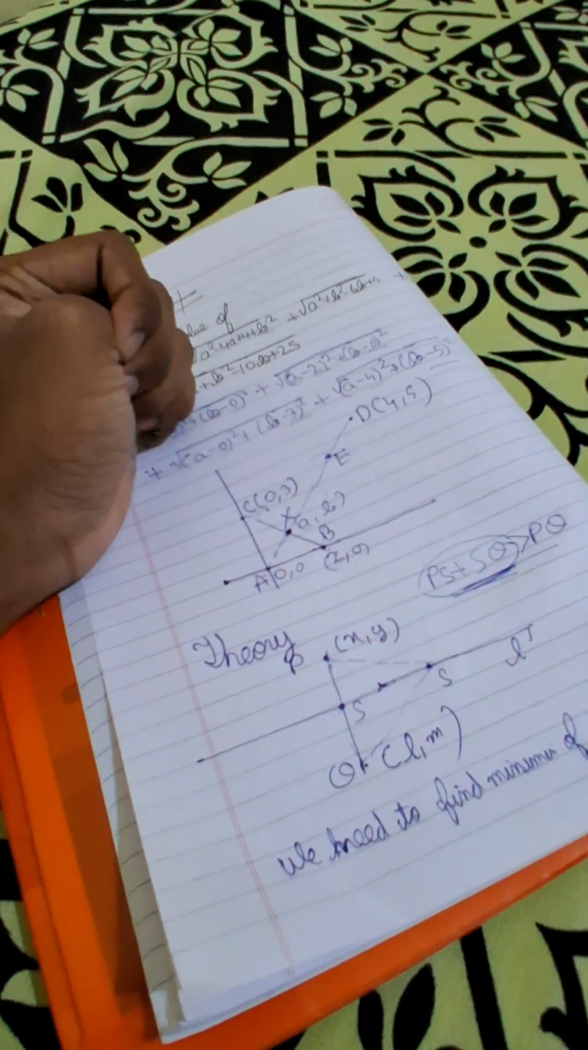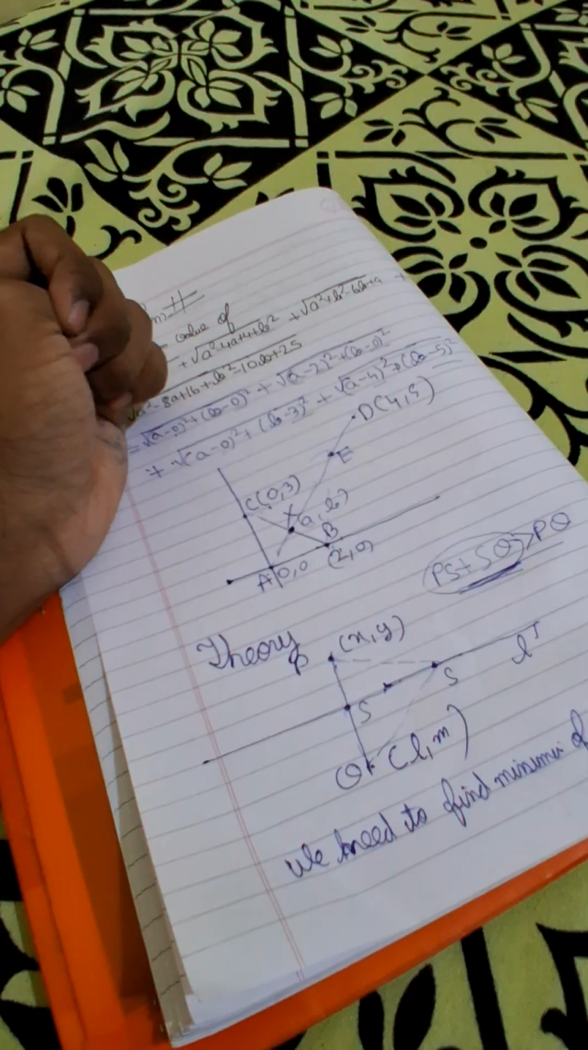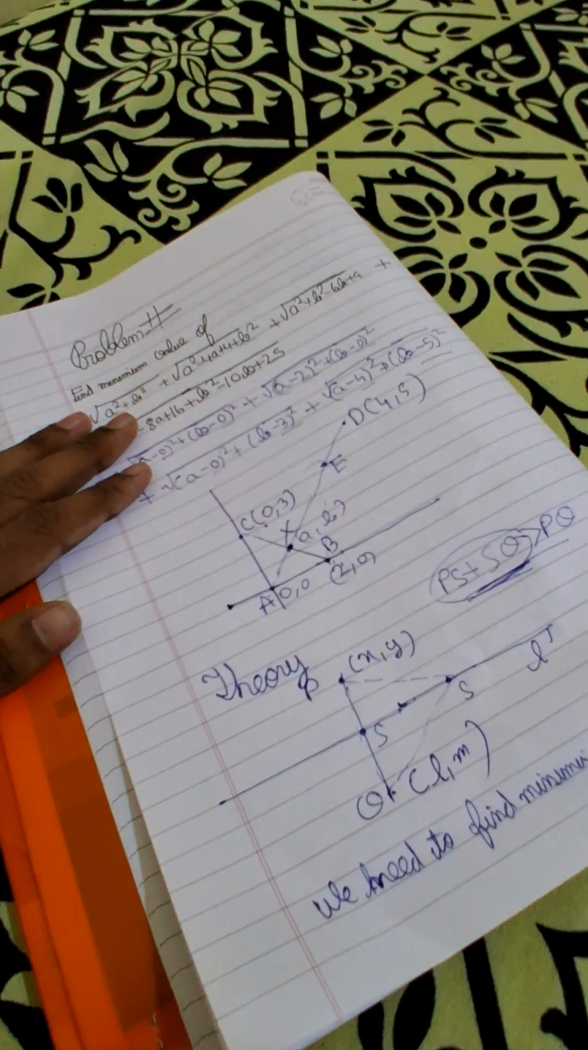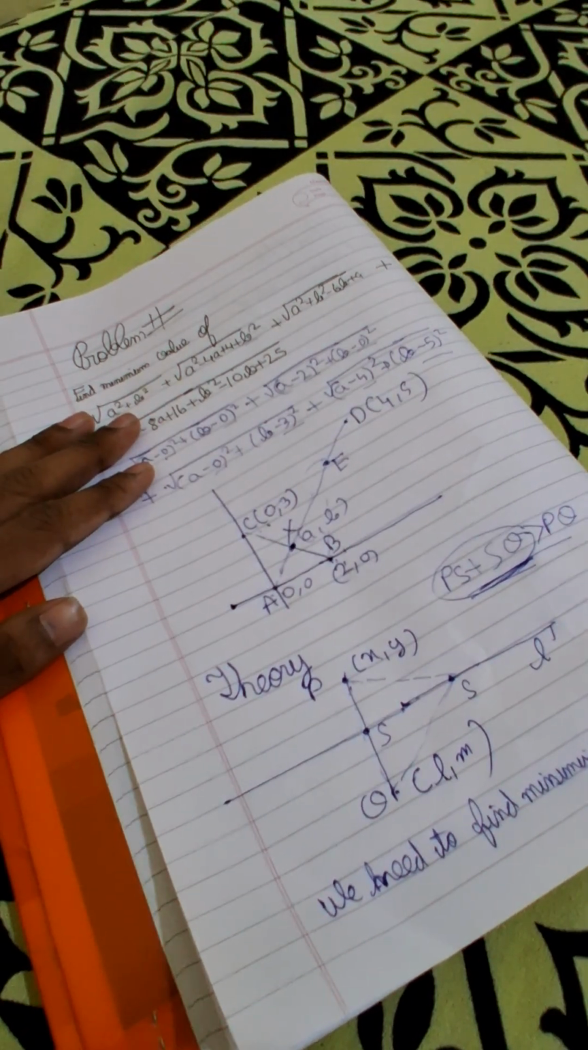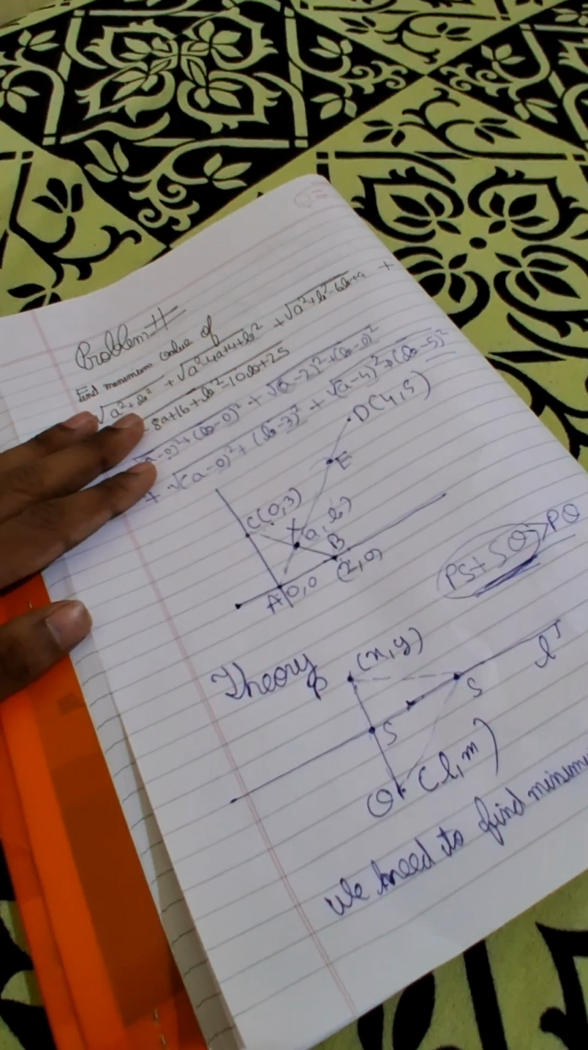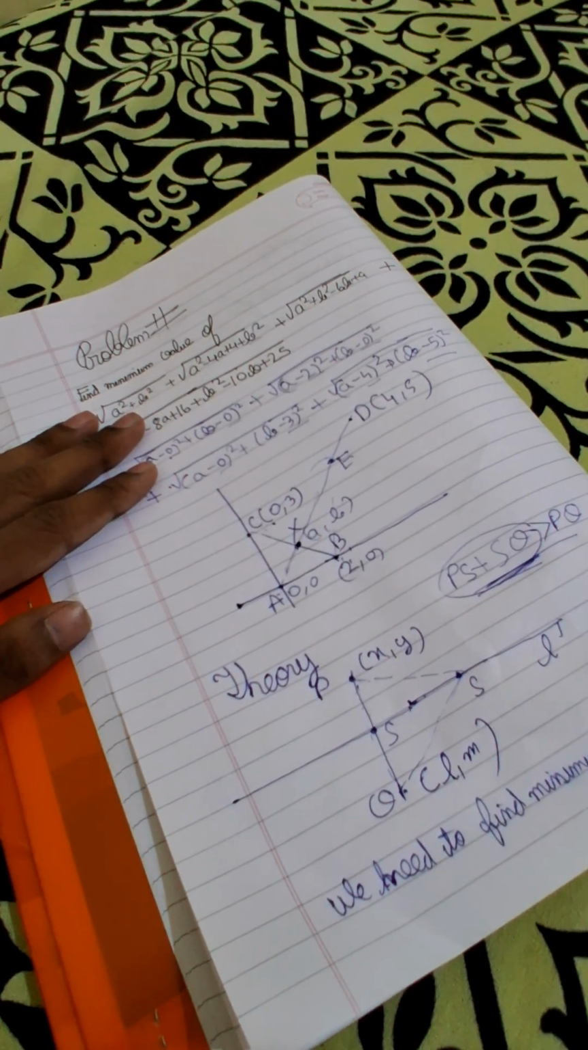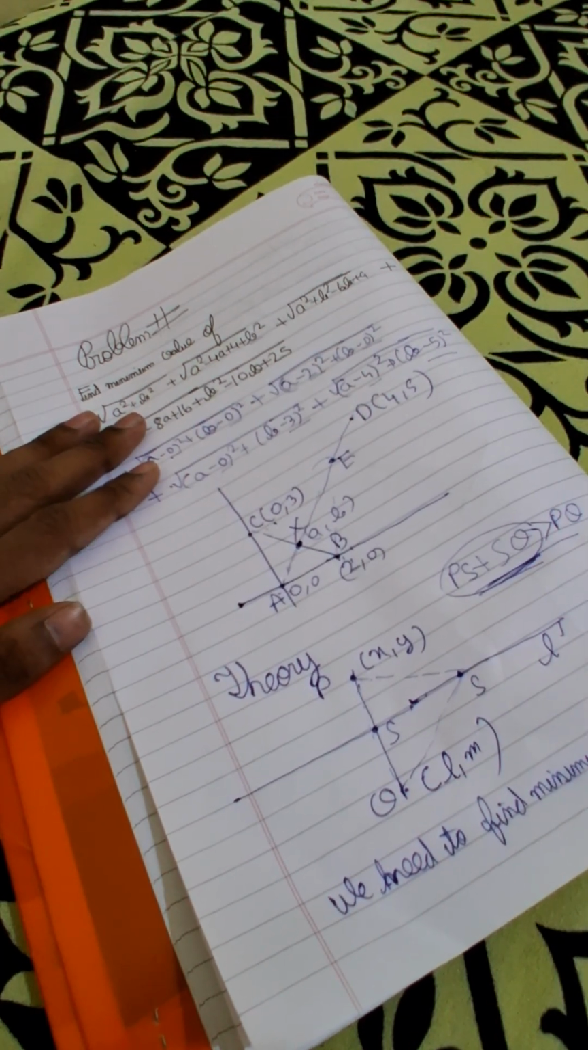So my friends, that's all for this problem. I've done this problem. Now I request you to get the value of (a, b) and drop the solution in the comment box.